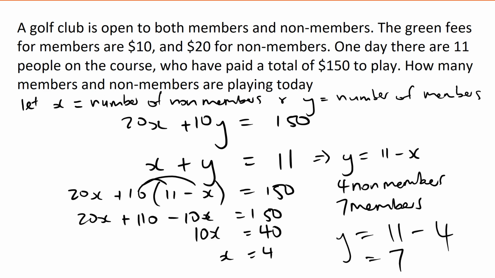What's my answer? There were 4 non-members and 7 members. I need both the non-members and the members to answer the particular question. That's why you need both x and y to answer the question you've got in front of you. Any questions with that?